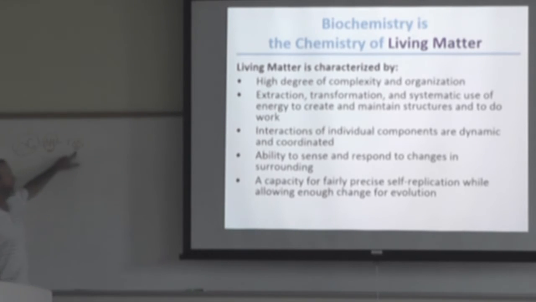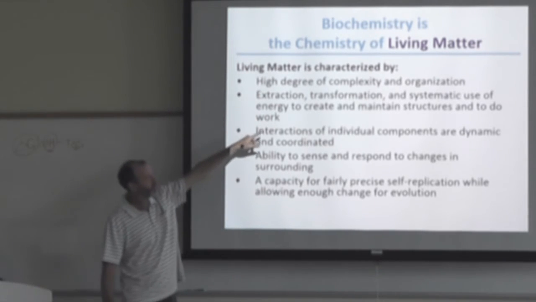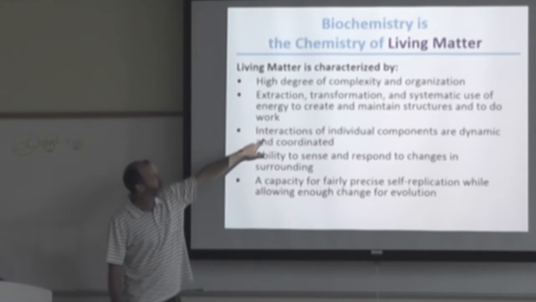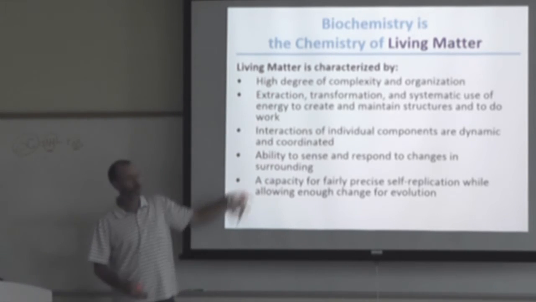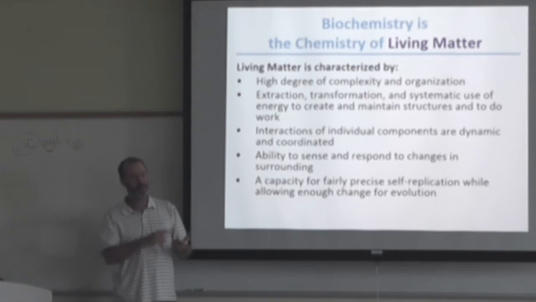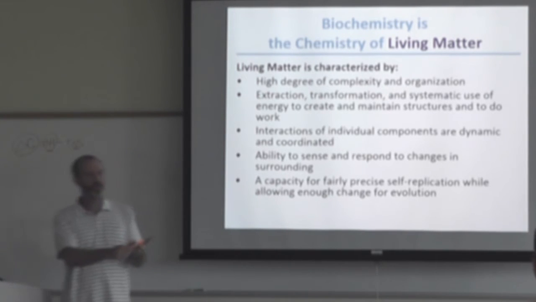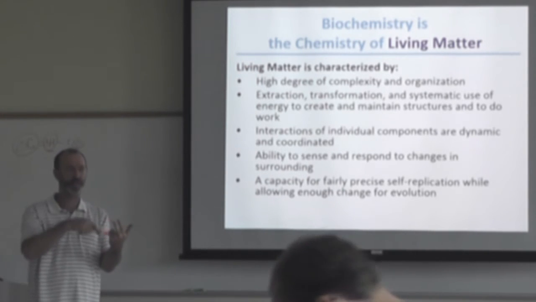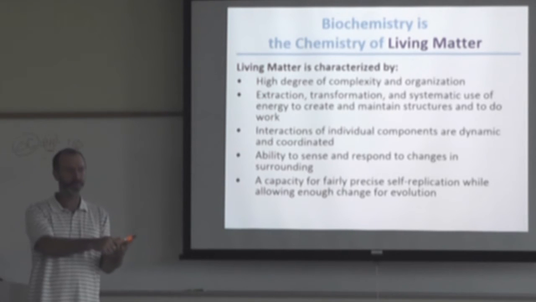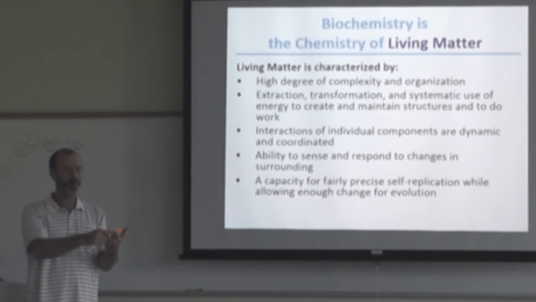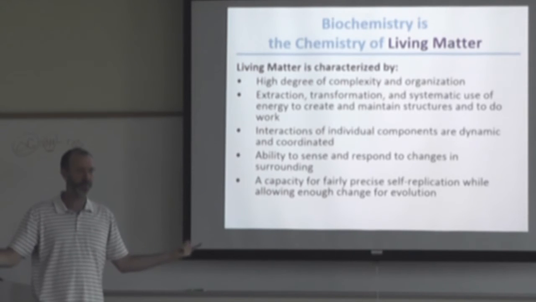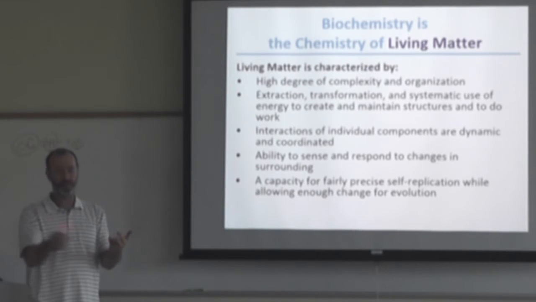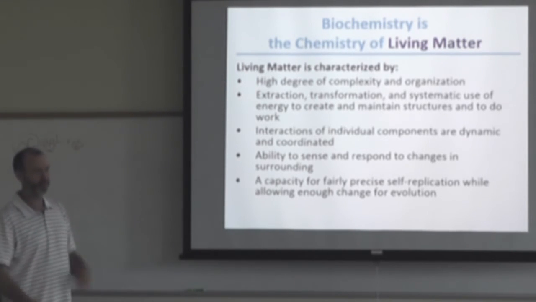So it takes a lot of energy to maintain this organization, and that's what we're going to be learning about in biochemistry. So interactions of individual components are dynamic and coordinated. You'll see it's all coordinated, everything's regulated. So we can make glucose in our body, and at the same time we burn it. But we don't want to do this two at the same time, right? We want to make glucose, or gluconeogenesis is what that's called, when we have an excess of energy, a surplus. We make glucose to store it. We want to burn when we have a deficit of ATP, when we need to make other molecules, right?